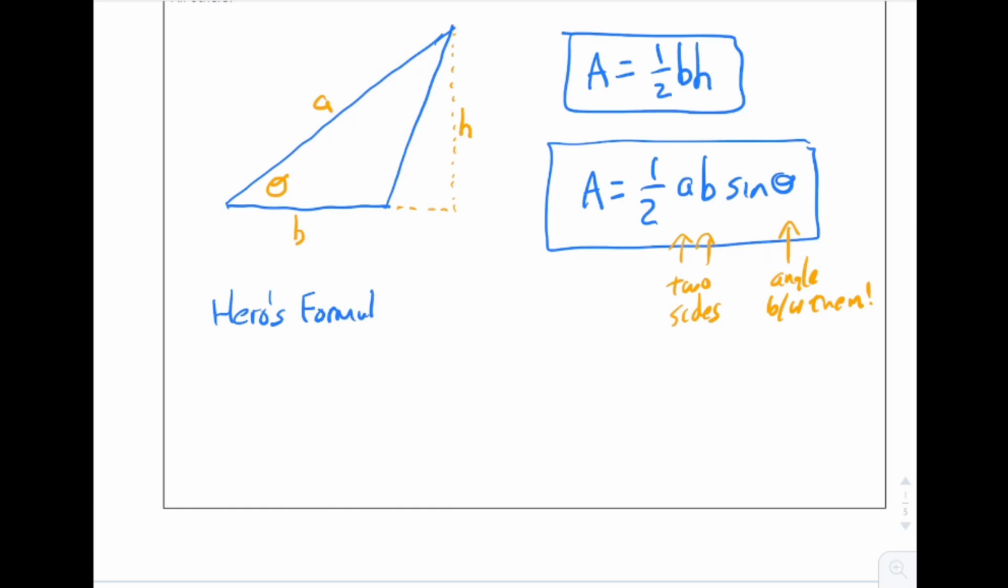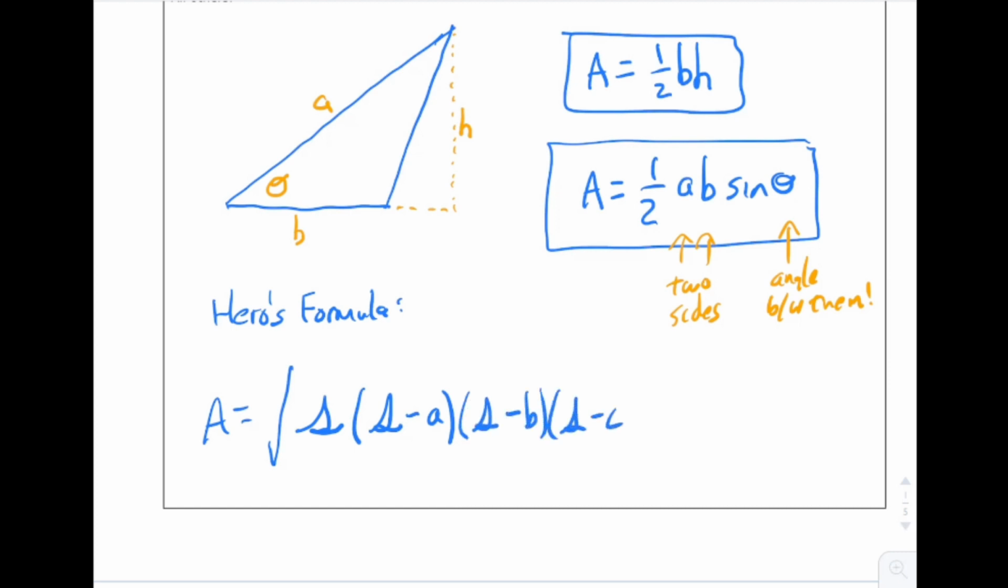Or, you know, how did he happen to run across this formula? I have no idea. But the formula goes like this. A is a big giant square root. You're taking something called the semi-perimeter, and multiplying it by S minus side A, S minus side B, S minus side C. Remember, S is semi-perimeter. That's what it stands for.